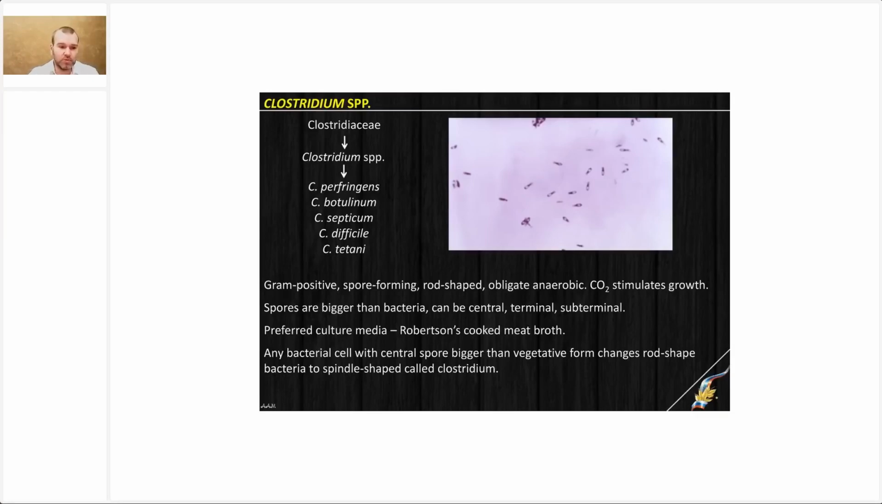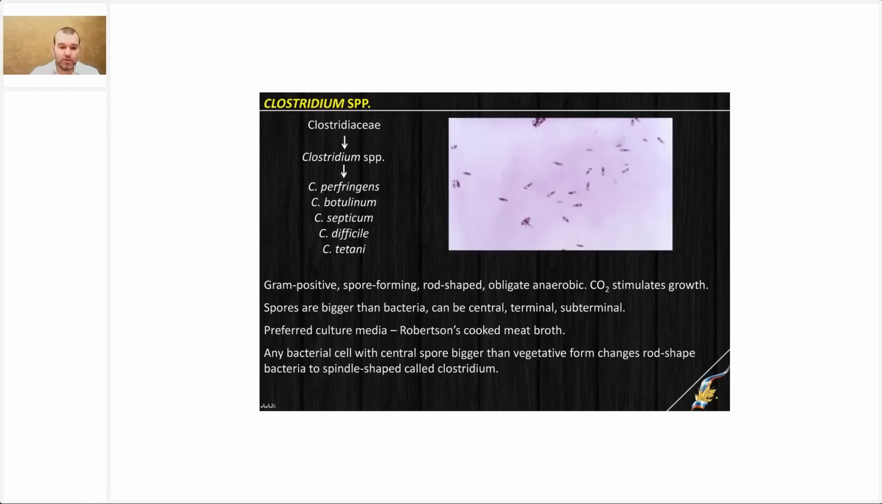We have multiple species. You can see it on the slide, and we will discuss them later. Common properties for the whole genus are that bacteria are gram-positive, spore-forming, rod-shaped, and obligate anaerobic. In the laboratory, it's better to increase the CO2 amount in air. It will stimulate the growth of bacteria. And the key unique property of Clostridium is the spore. The spore in Clostridium is bigger than the vegetative form of the bacteria, and cells containing spores will have a different appearance.